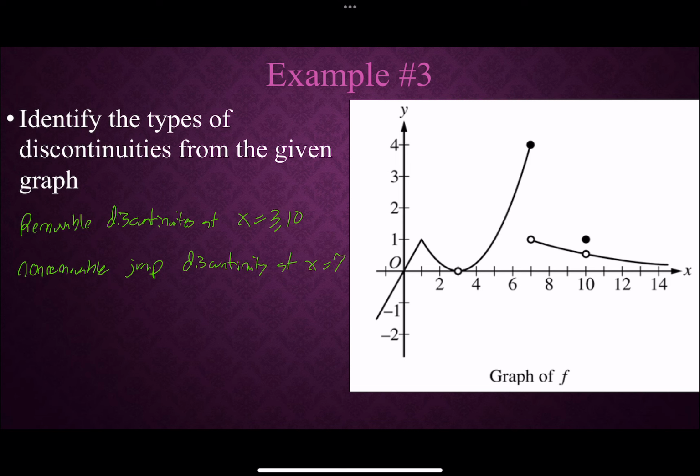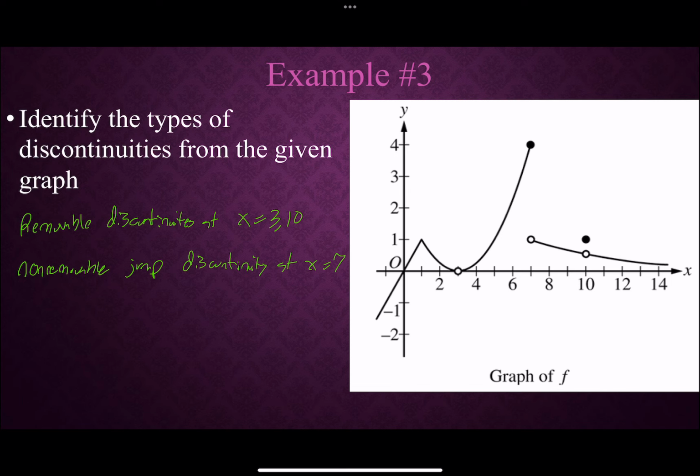My handwriting generally isn't even this bad, but since I'm writing with a pen on an iPad screen, it's even worse. So it's kind of tough. But either way, removable discontinuity, listen to my words, don't focus too much on the writing, at 3 and 10. Non-removable jump discontinuity at 7.